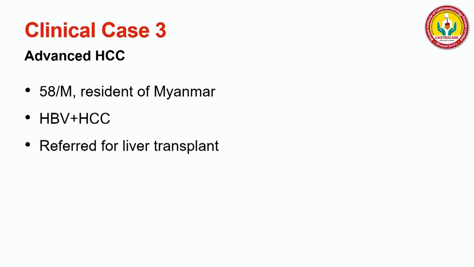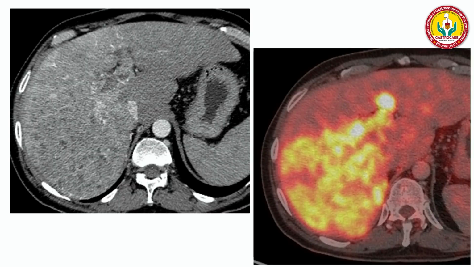A 58-year-old male, resident of Myanmar. Hepatitis B-related HCC, he was referred for liver transplant, and this is the tumor. You can't see a separate nodule. You can see a diffuse infiltrative tumor with a portal vein tumor thrombus. You can see the portal vein filled with the thrombus, and that is enhancing. So you have a large diffuse infiltrative HCC.